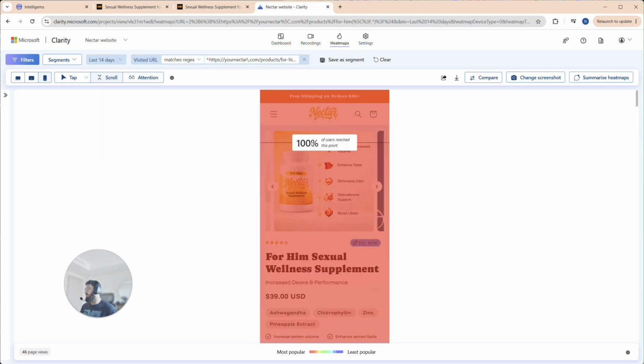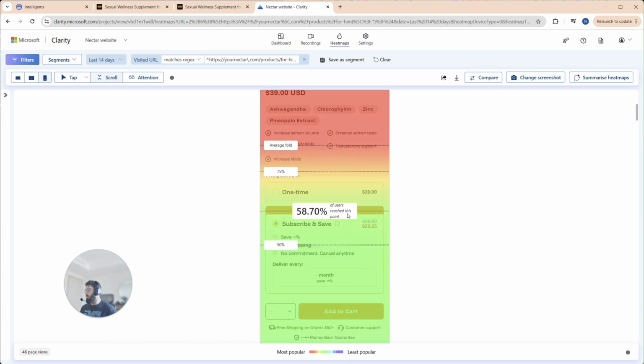And then you have the attention map, which shows you, of the percentage of people that did actually get to a specific point on the page, how long did they stay there? Did they spend a lot of time looking at that section, or did they scroll straight over it? Sometimes that's called dwell time as well, just depending on what terms you'd like to use.